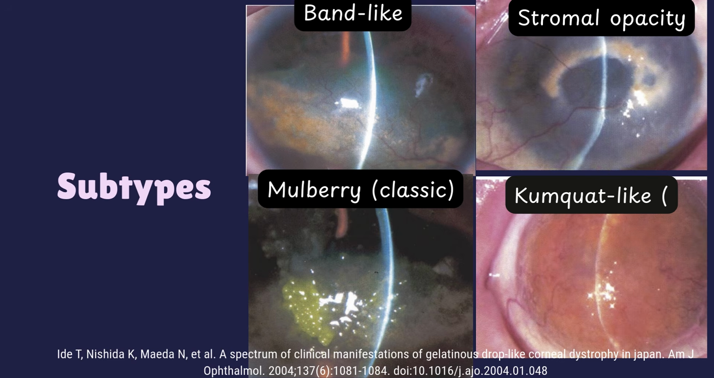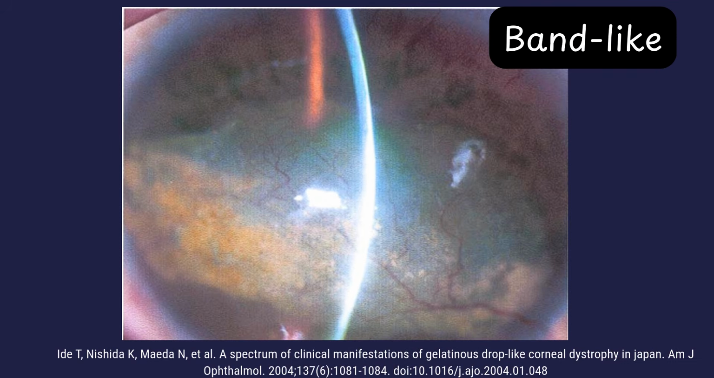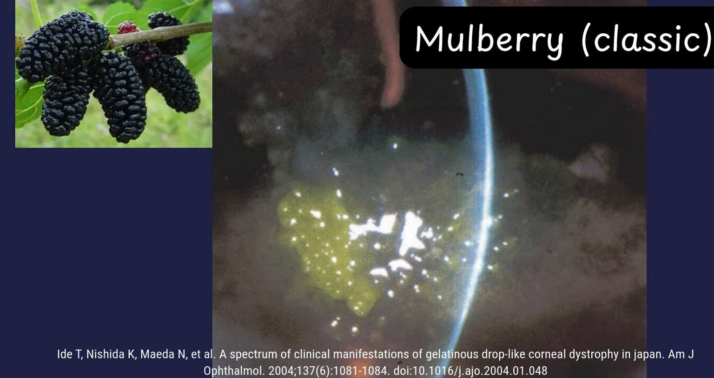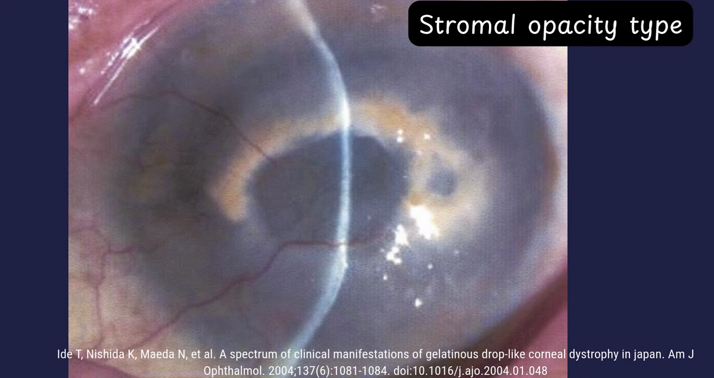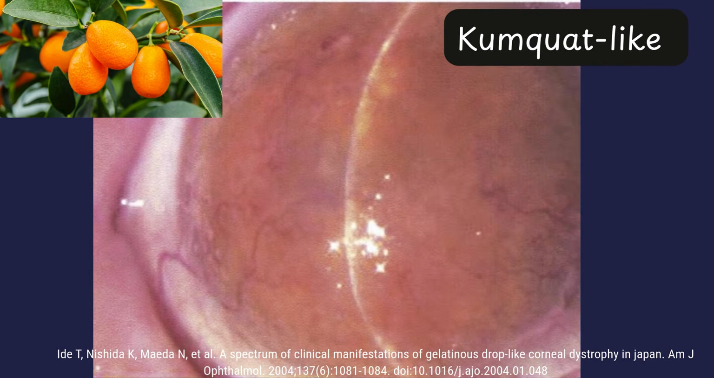kumquat type. The band-like type of GDLD basically consists of linear superficial opacities across the interpalpebral zone. The mulberry type consists of multiple central subepithelial nodules that look like the mulberry fruit, and these can gradually merge together. Then we have the stromal opacity type. Here you will find a diffuse anterior stromal haze with far fewer nodules compared to the mulberry type. And then we have the kumquat type, where you will have multiple yellowish-white nodules, often resembling tiny oranges. Tiny oranges in Japanese literature have been referred to as kumquats.